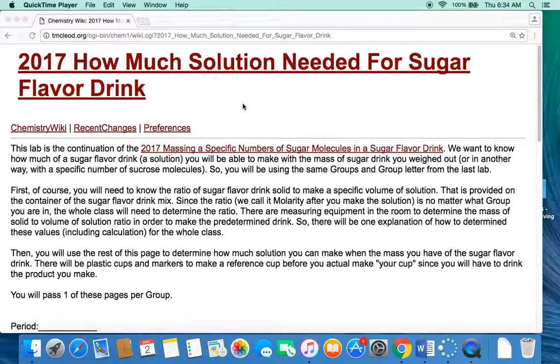This is an explanation or further explanation of what you'll need to do in this lab, if you want to call it a lab. Some time ago, or you're going to do it now.